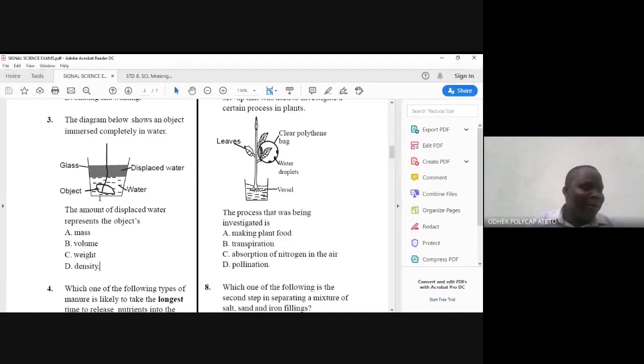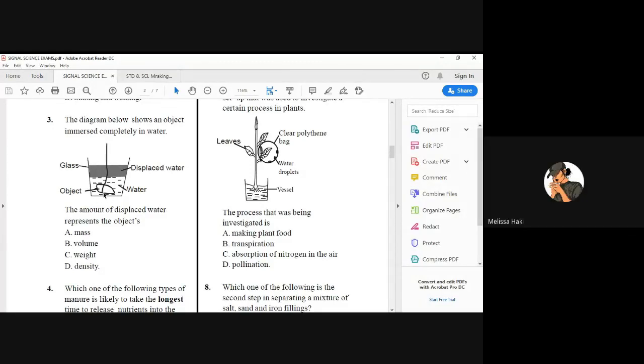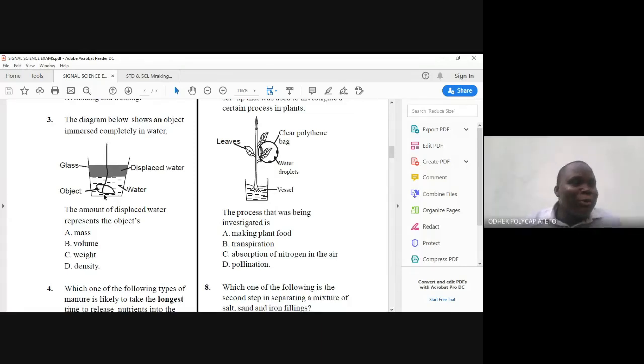Melissa, you want to know the mass of the stone. You have a stone. What will you do? So you're asking how I measure it? Yes. What will you do to know the mass of the stone?